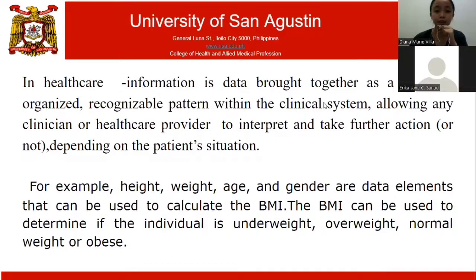For example, the height, weight, age, and gender are data elements that can be used to calculate the BMI. The BMI can then be used to determine if the patient or client is underweight, normal weight, overweight, or obese.